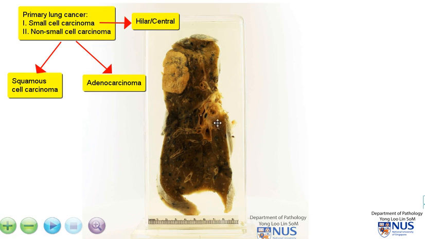Squamous cell carcinoma also tends to favor the more proximal region or the hilar region and the bronchial structures, but sometimes can occur at the periphery as well. Adenocarcinoma, on the other hand, is more likely to occur peripherally, although again sometimes it may occur more proximally. Only histology will be able to tell us for sure whether this is a squamous cell carcinoma or an adenocarcinoma.